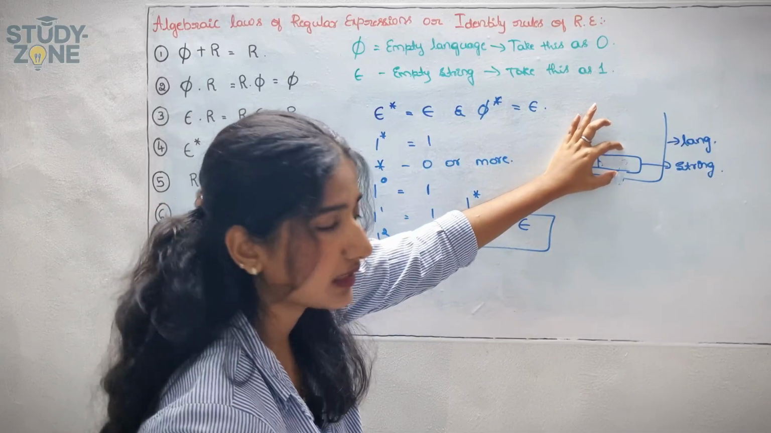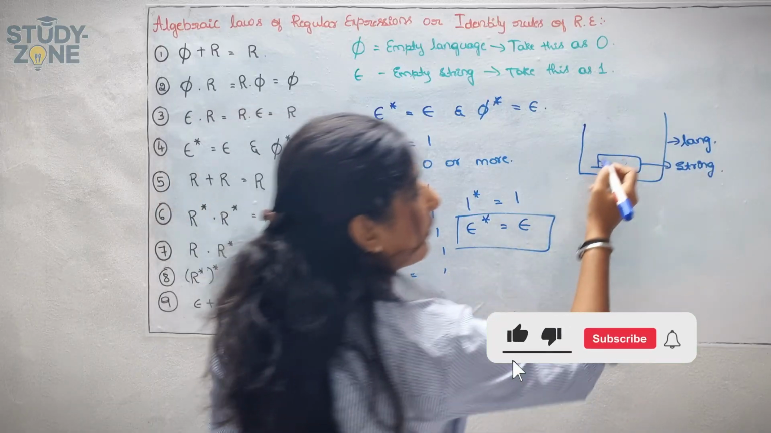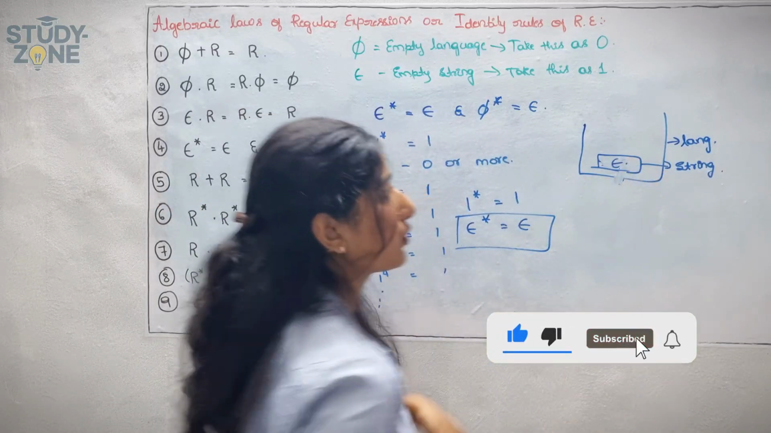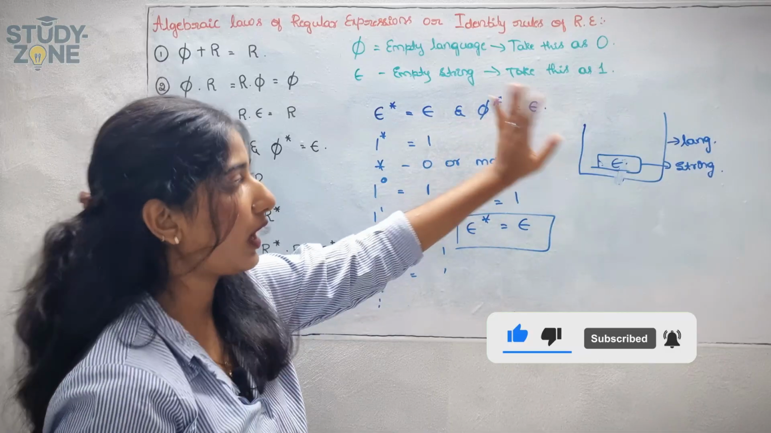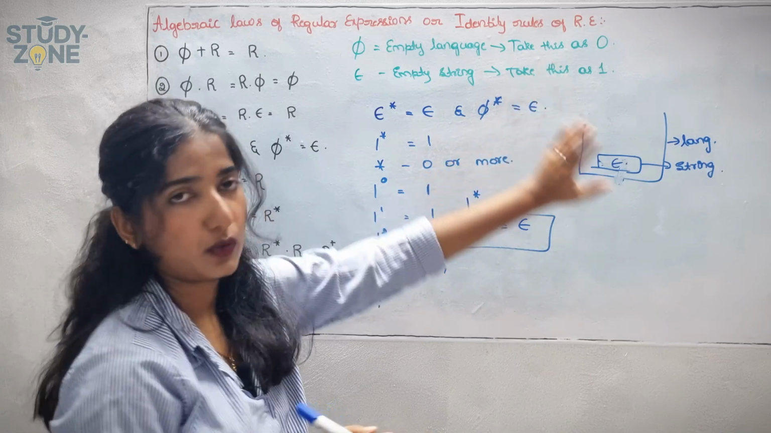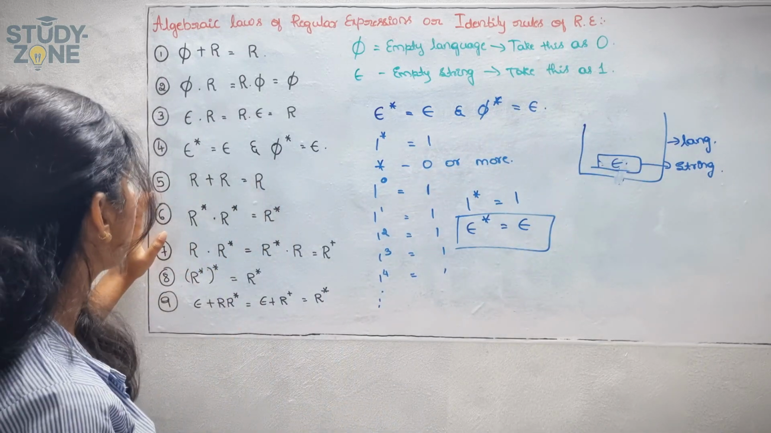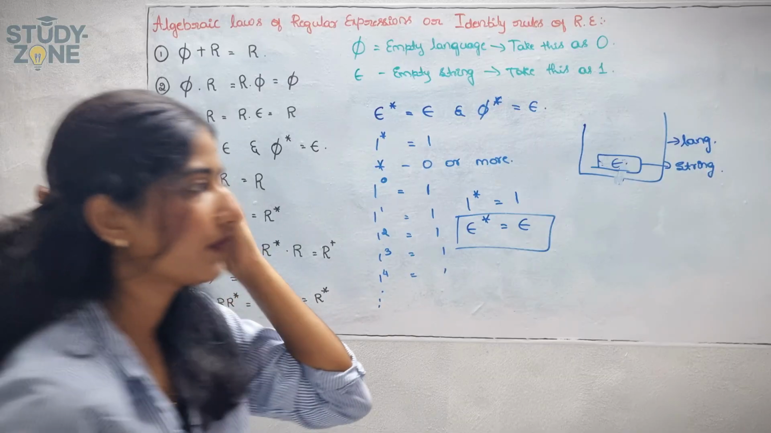Okay, there will be a string, but there is nothing written inside this string. So there will be a string. So null star equals epsilon. I hope this makes it clear that null star will be equal to epsilon. Clear? So let's go to the next one, that is r plus r equals r.